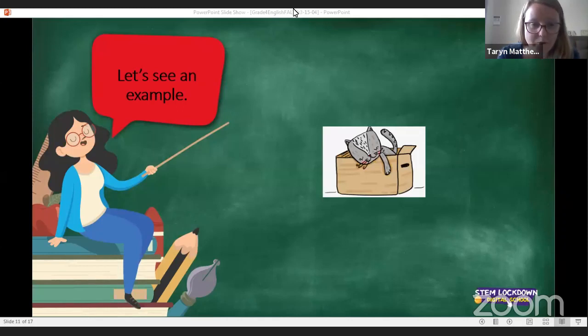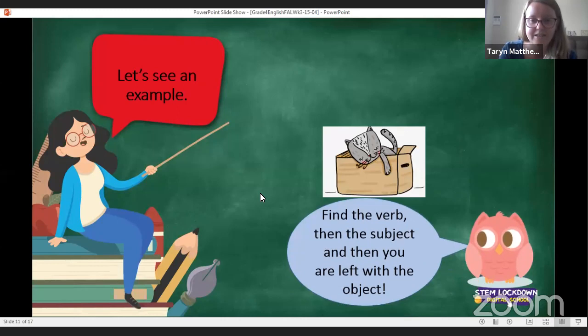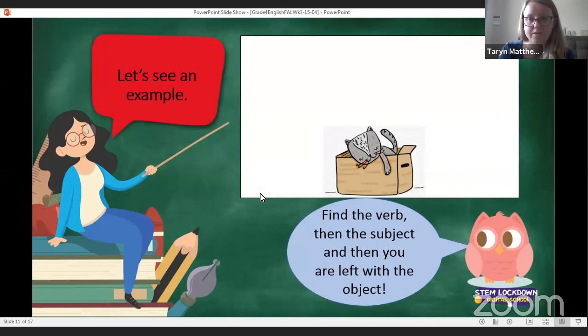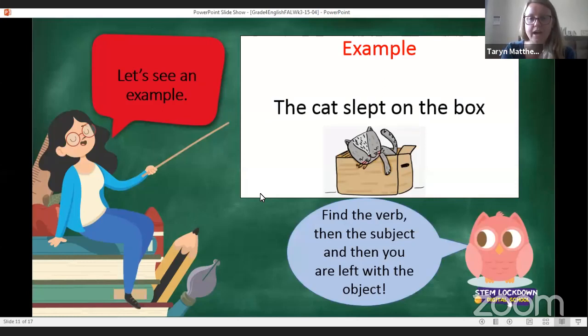So we've got a cat, we've got a box. But what is the cat doing? Yes, good. So my cat, let's see. Good job. So remember, find the verb first, then we find the subject, then you'll see easily we'll be left with our object. So I've got here that the cat slept on the box.